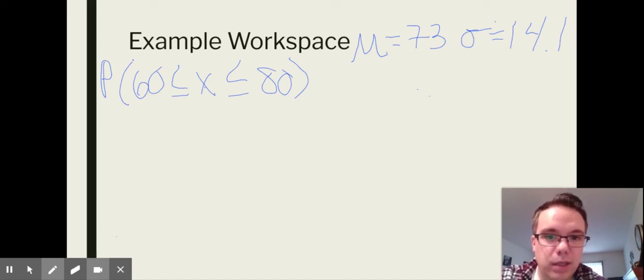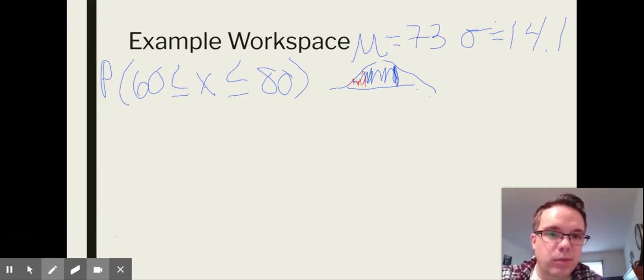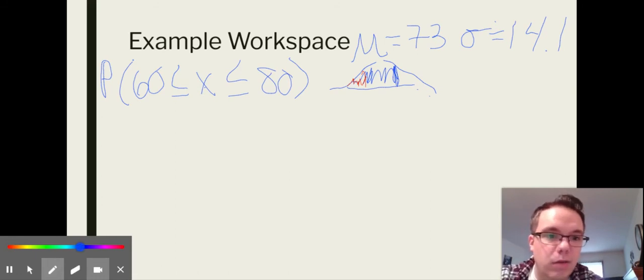And a little picture here to help you remember why: if we take the probability of the bigger one, which is less than or equal to that, and then we have a smaller number, if we subtract away that red area, we'll only have what's left for the blue area in between. All right. So the first thing we have to do is find a z-score for both of these values.